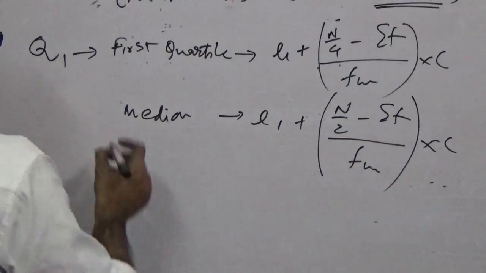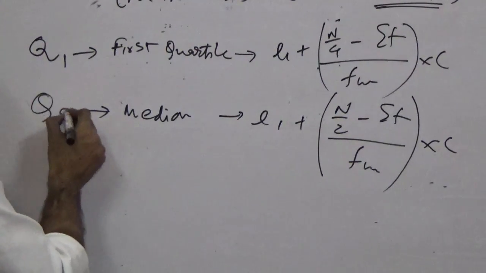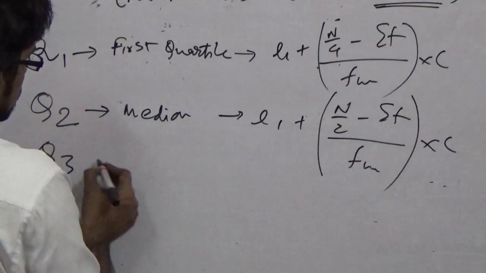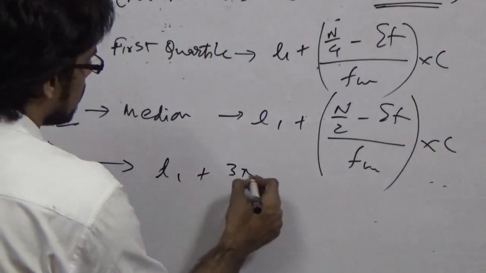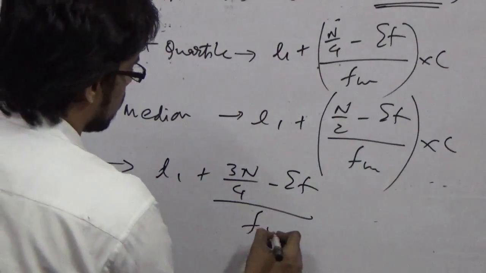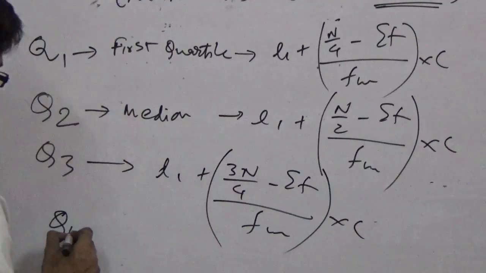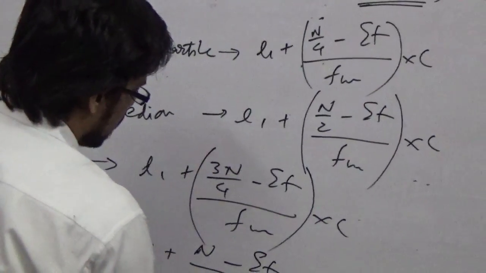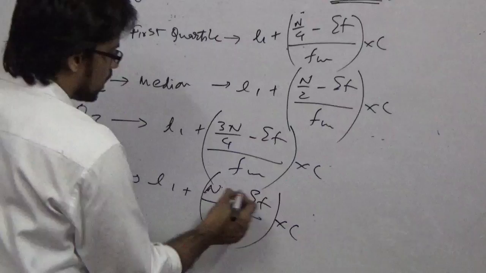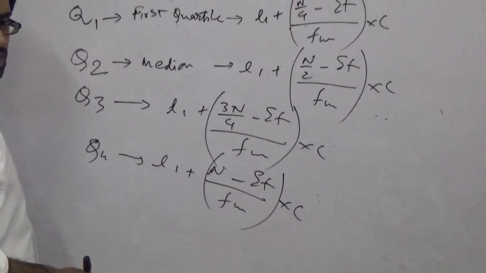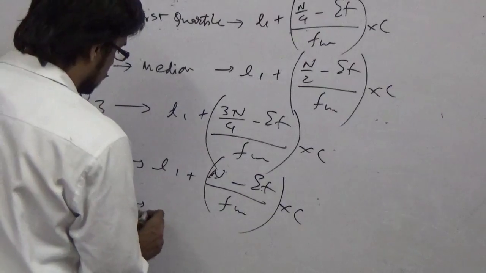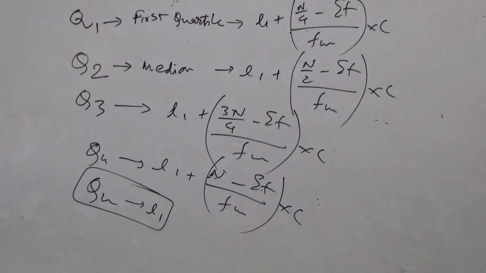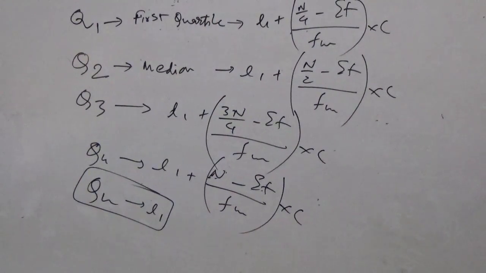So what is median? Does it have any importance with respect to quartile? Yes, it is called the second quartile. What happens if you have the third quartile? It will be L1 plus (3n by 4 minus summation of f) by fm into c. And if you want the fourth quartile also, then it is only (N minus summation of f) by fm into c. You see these two are the same. Capital N is the same as this summation of f, so these two will cancel to 0. So Q4 is nothing but L1. This is also a small proof of this kind of structure, that Q4 equals L1.